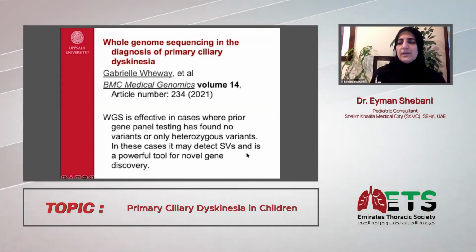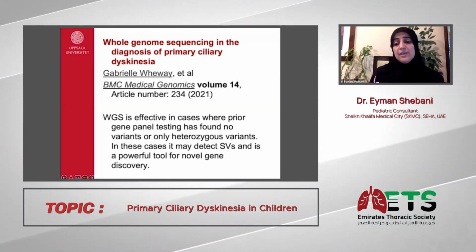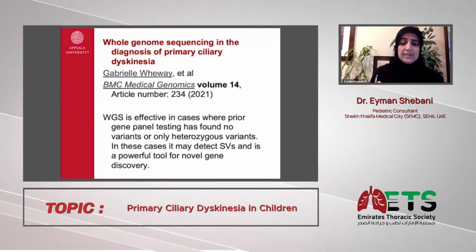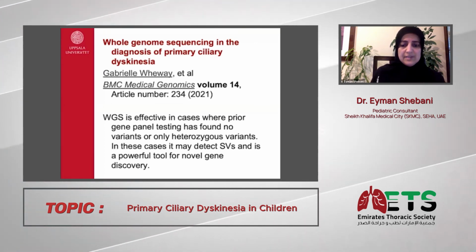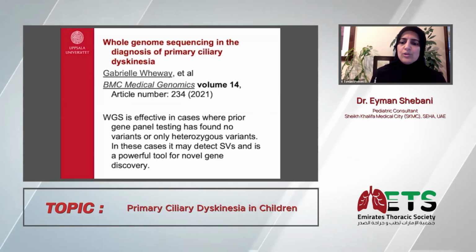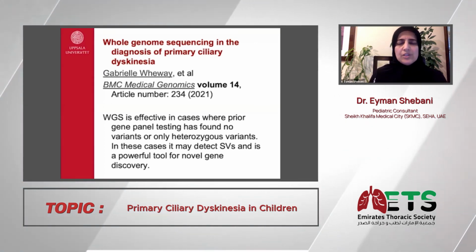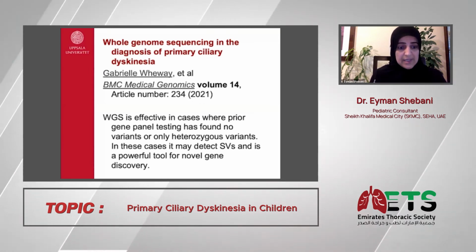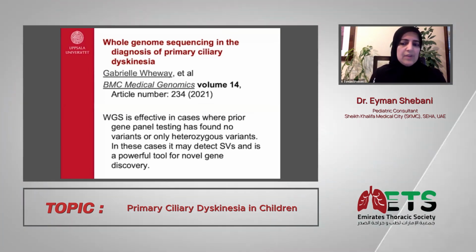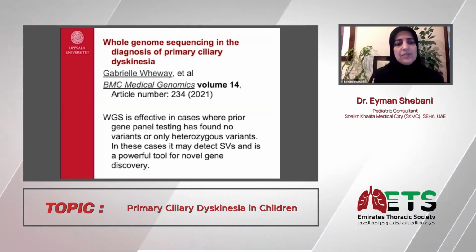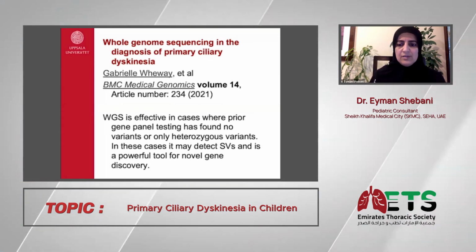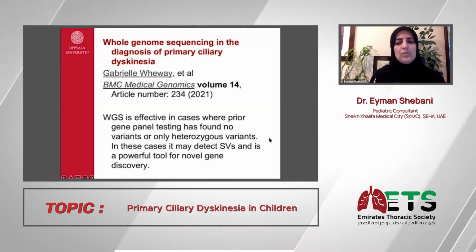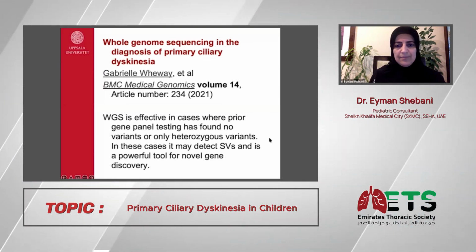And this is good because when you do the whole genome and you find a patient who has it, and then you pick up a structural variant, it will be a novel gene discovery, and you can add it to the list. And it's also recommended that if you have a strong suspicion of a patient who has PCD, to repeat the genetic test. You can repeat it every few years, because every year they are diagnosing more and more genes. Whatever is not picked up now can be discovered later.